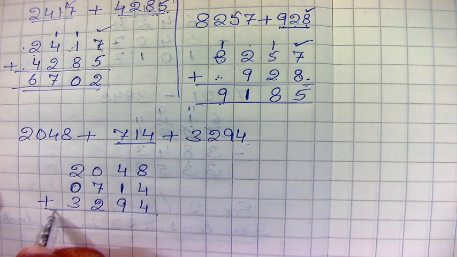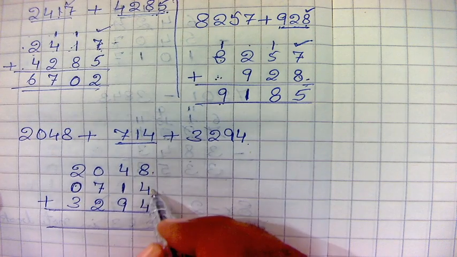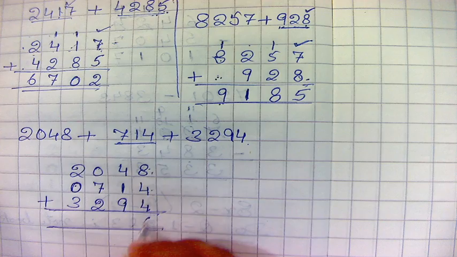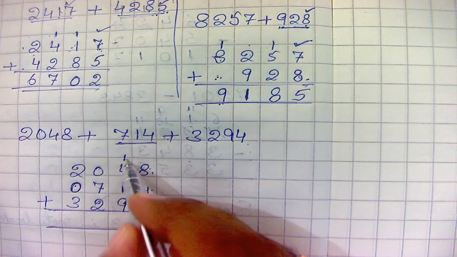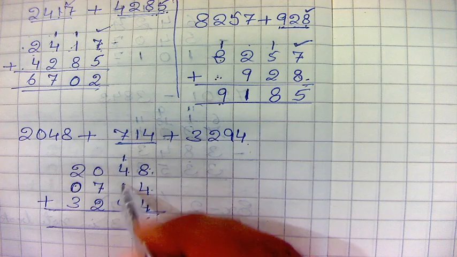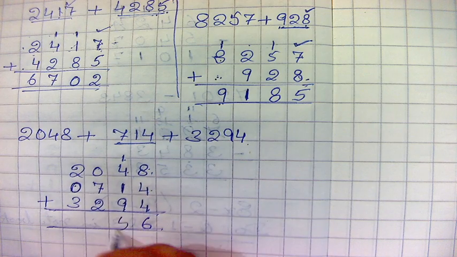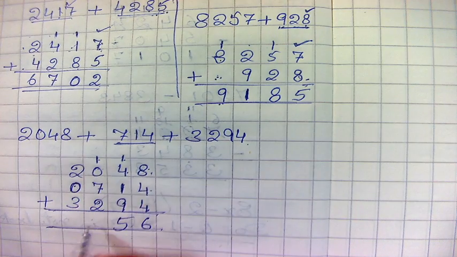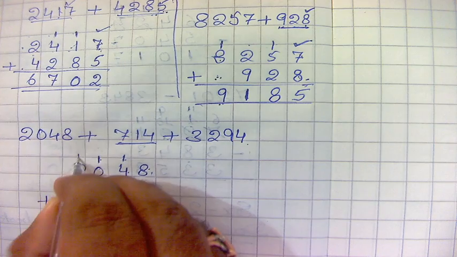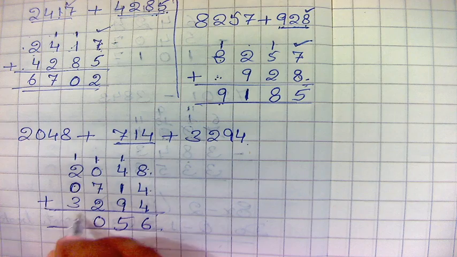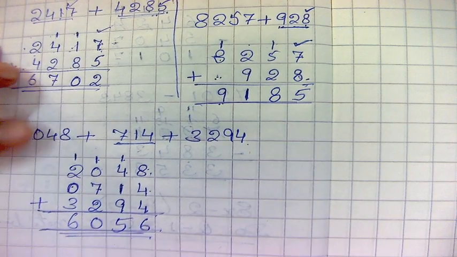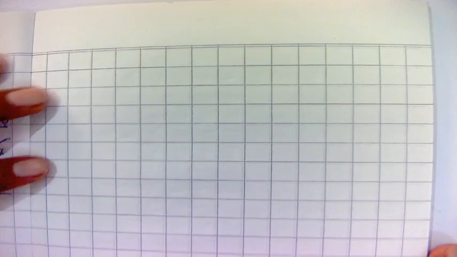So now start adding. 8 plus 4 plus 4, it is 8 plus 4 12 plus 4 16, 1 carried. 1 plus 4 is 5, 5 plus 1 is 6, and 6 plus 9 is 15. So again 1 carried. Now 1 plus 0 plus 7 plus 2, this is 10, 1 carried. 1 plus 2 plus 0 plus 3, this is 6. So you get 6056.